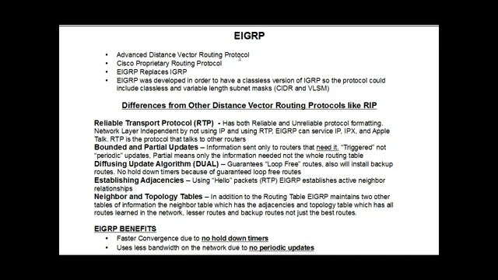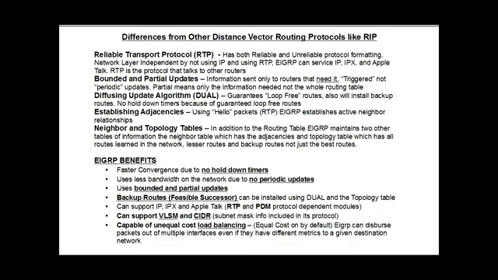It was created to replace IGRP, which was an earlier Cisco proprietary routing protocol. EIGRP was developed so that you could include subnet masks in the routing updates that go out to other routers, so that you could have variable length subnet masks and classless interdomain routing. So to do that, EIGRP was developed, and I have that on this bullet point right here. The differences from other distance vector routing protocols like RIP. Let's cover that. All right.